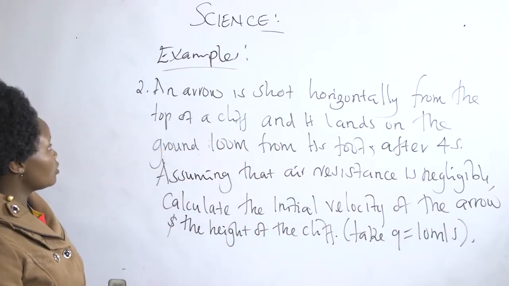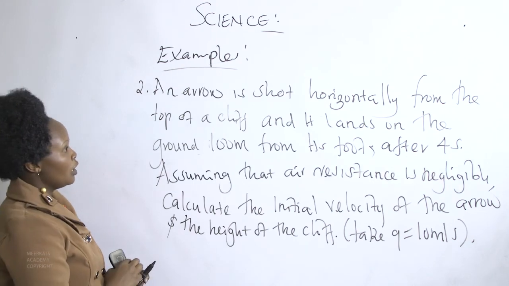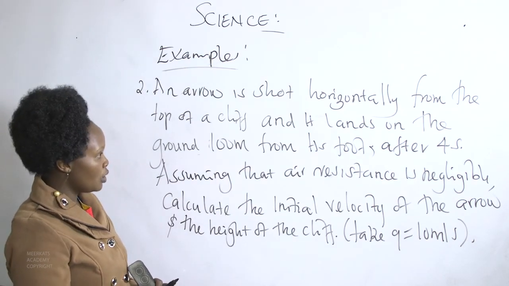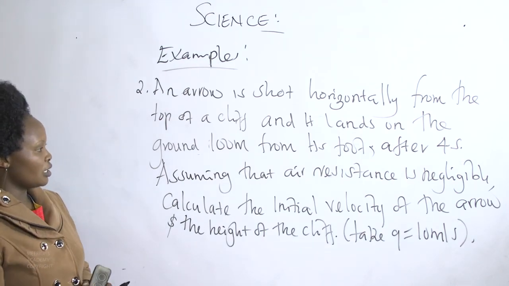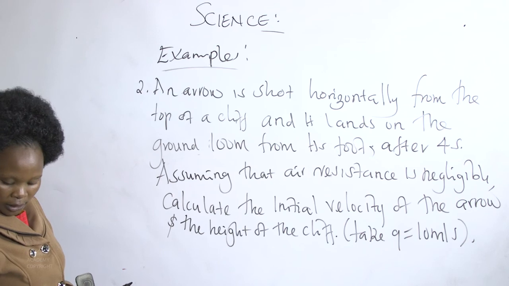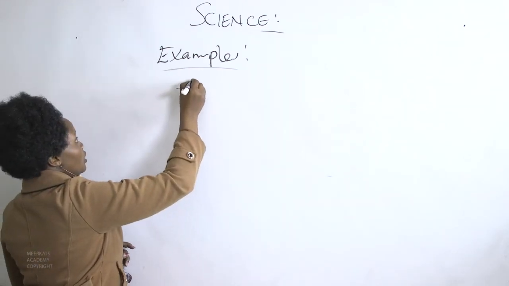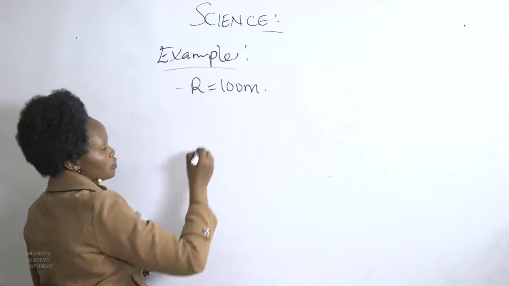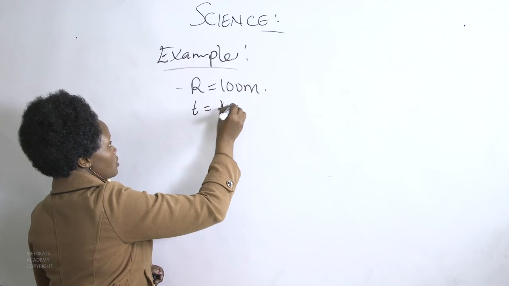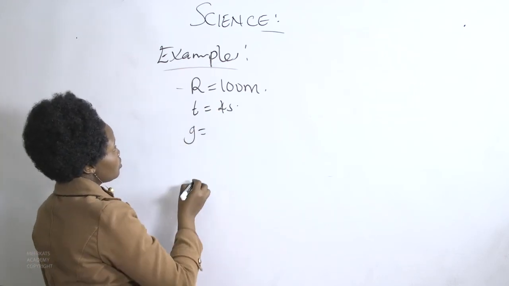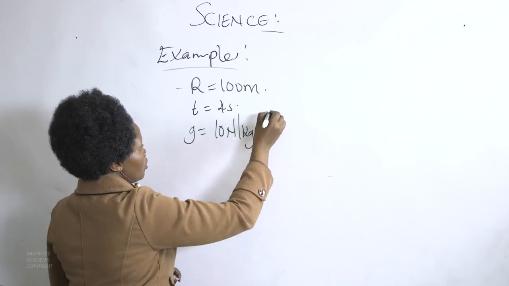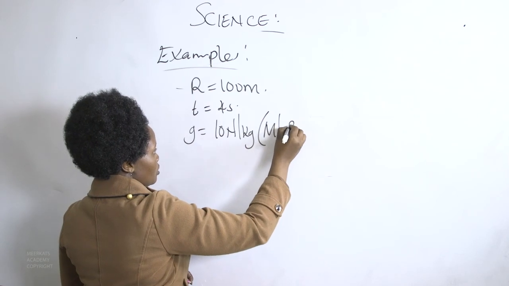The question reads that an arrow is shot horizontally from the top of a cliff and lands on the ground 100 meters from the foot of the cliff. We are required to assume that air resistance is negligible and then determine the initial velocity as well as the height. We have been given the range as 100 meters, that is the horizontal distance that has been covered. Then the time is 4 seconds. Then gravitational acceleration is 10 newtons per kg or 10 meters per second squared.